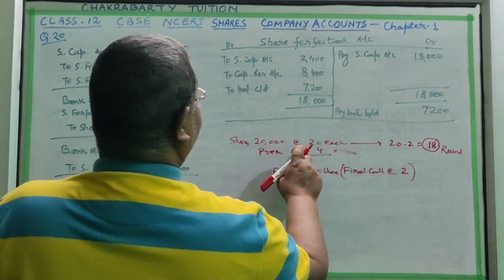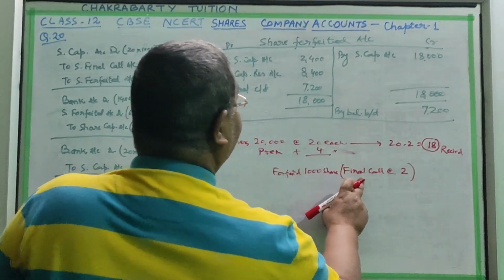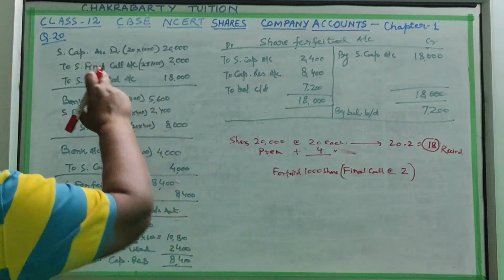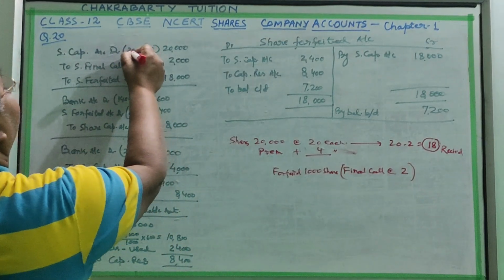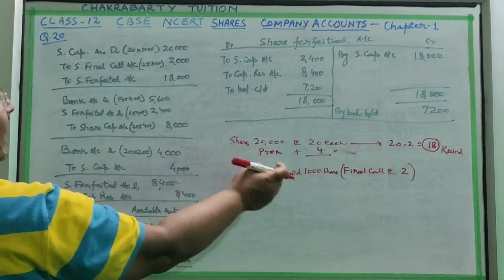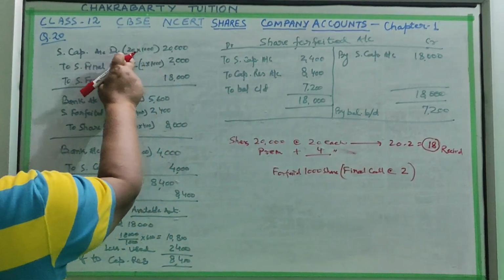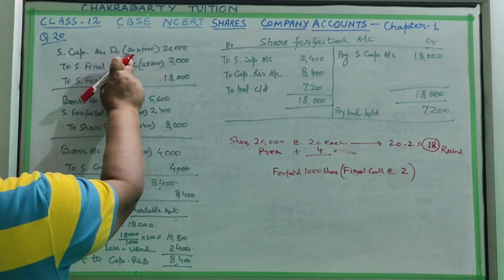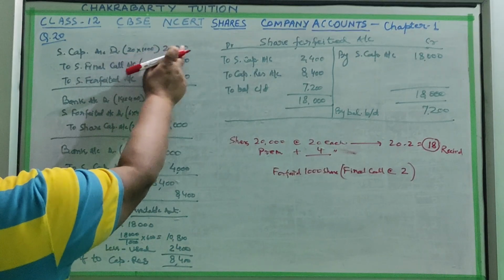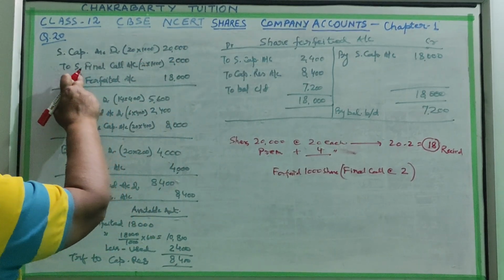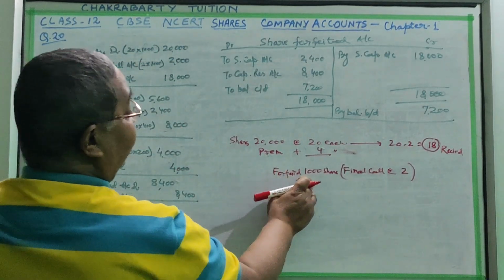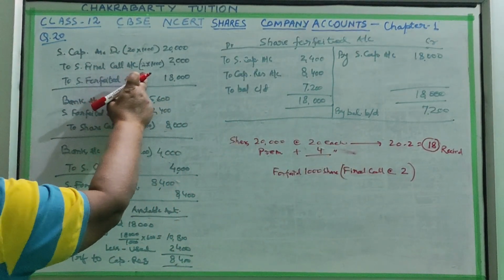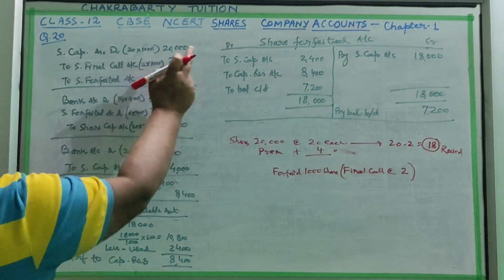So here the due entry, because the final call means due entries have been passed for all the shares. That's why share capital account will be debited by rupees 20, because the final call has been made. So it will be the full value of the share, the face value, the nominal value. That's why 20 into 1,000 makes 20,000. Now for the final call, we have not received 1,000 into 2. So share final call account, 2 into 1,000, we have not received.